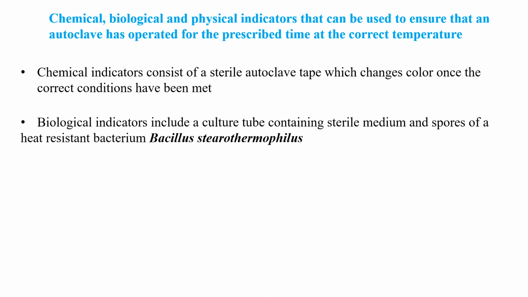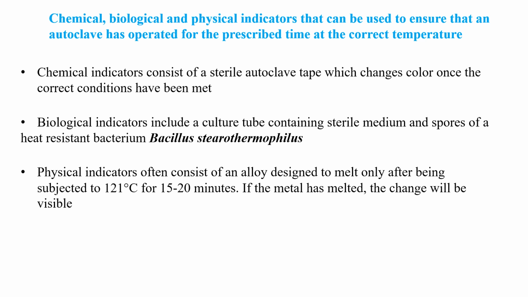Biological indicators include a culture tube containing sterile medium and spores of the heat-resistant bacterium Bacillus stearothermophilus. If the autoclave did not reach the right temperature, the spores will germinate and their metabolism will change the color of a pH sensitive chemical. Physical indicators often consist of an alloy designed to melt only after being subjected to 121 degrees for 15 to 20 minutes. If the metal has melted, the change will be visible.